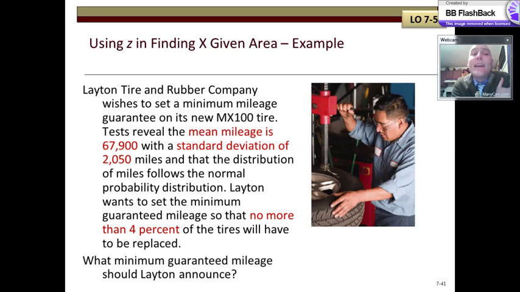But let's say we go backwards now. We're going to take a proportion or a probability, convert it to an area, convert it to a z-score, and convert it to a raw score. That's the example right here.